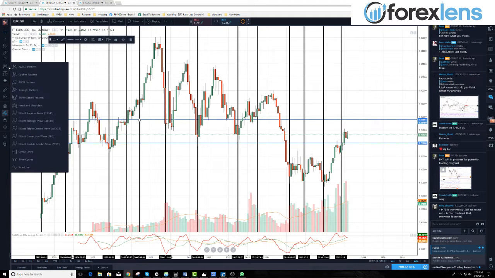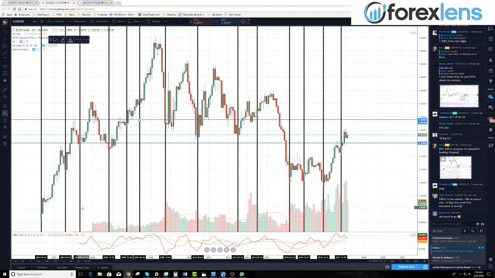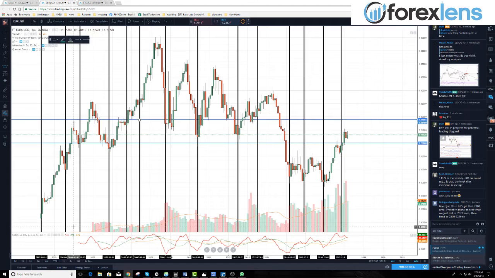Where's that? Okay, yeah, it's within the Gartley patterns and the Elliott patterns. Now here is where we're going to want to click on time cycles. Yes, that's the one. Okay, and we're going to come down to the bottom of the screen.